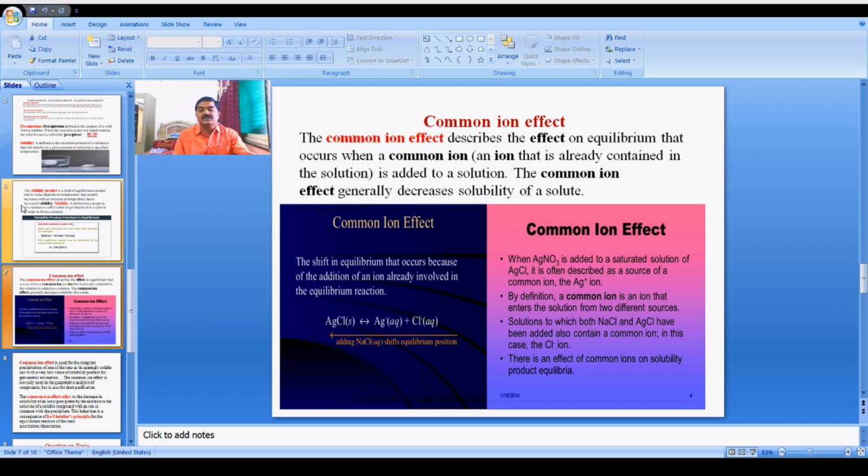The solution to which both sodium chloride and silver chloride have been added also contains the common ion, in this case the chloride ion. There is an effect of the common ion on the solubility product. So on this solubility product, there is generally an effect of common ions.